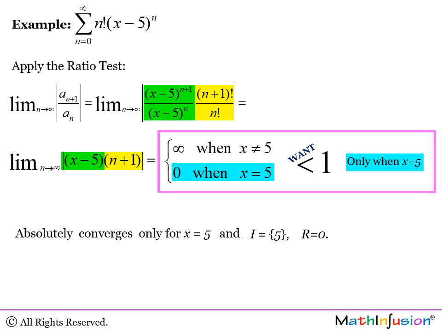So we can conclude that the series absolutely converges only for x equals 5. And that's why the interval of convergence is just 5. And the radius is 0.